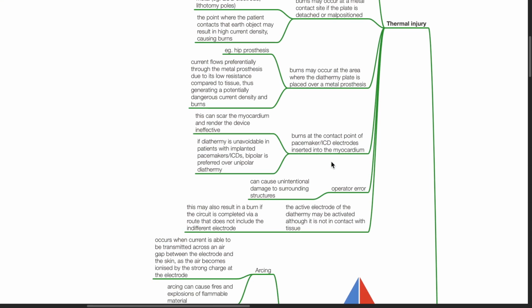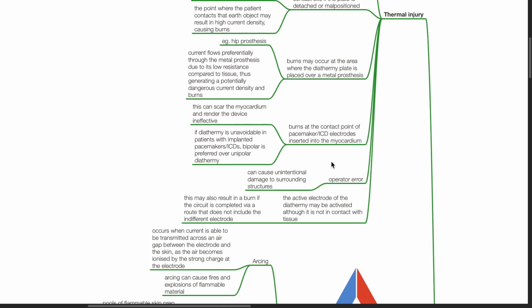Burns at the contact point of pacemaker or ICD electrodes inserted to the myocardium. This can scar the myocardium and render the device ineffective. If diathermy is unavoidable in patients with implanted pacemakers or ICDs, bipolar is preferred over unipolar diathermy.